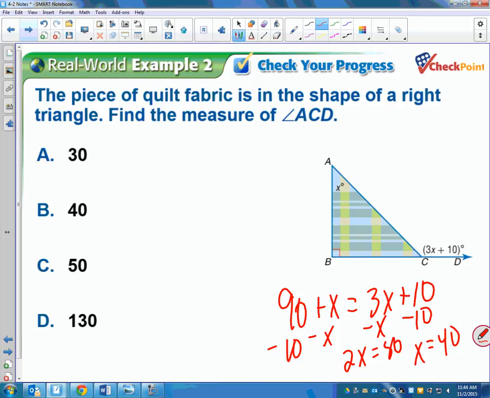So if you said B, that means you didn't plug it back in, right? D is the right answer.